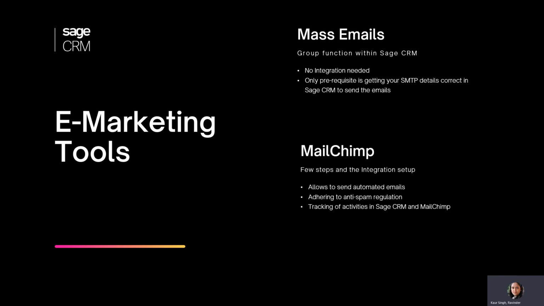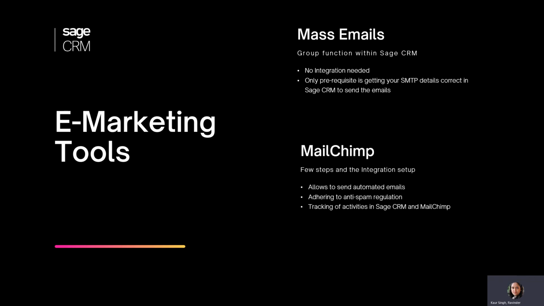Our focus today will be on two e-marketing tools. Mass emails is a group function within Sage CRM. That is, when you are in Sage CRM using groups, you have a function, mass emails, to send emails to the group. As such, there is no dependency on third-party e-marketing tools or even on the Microsoft Outlook integration when using these features. All you need is to make sure sending emails from Sage CRM is working.